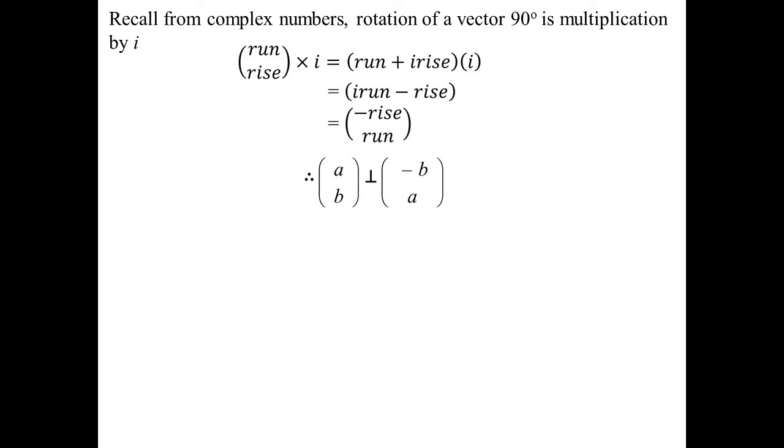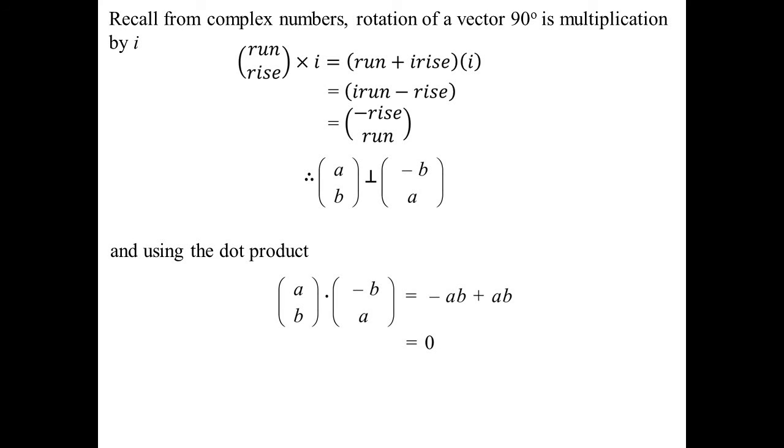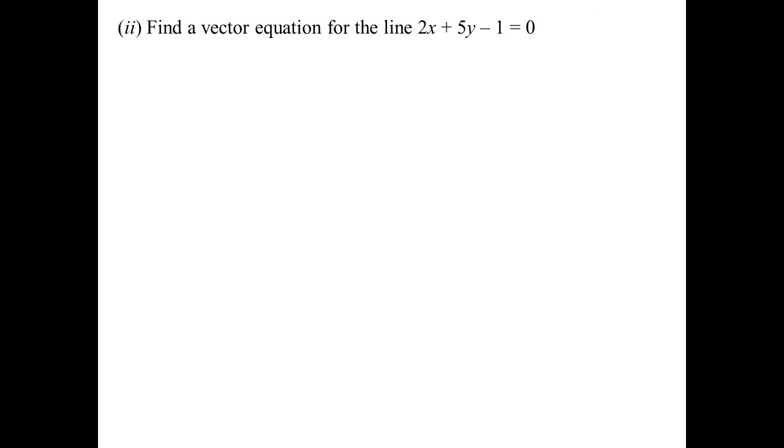But of course we knew that anyway, because with the dot product I could have just said, well, if I multiply those I get 0, and if they multiply together to give 0, they must be perpendicular. Okay, let's go back to vector equations.